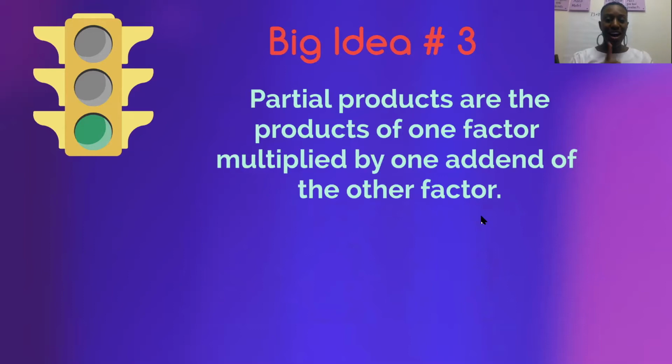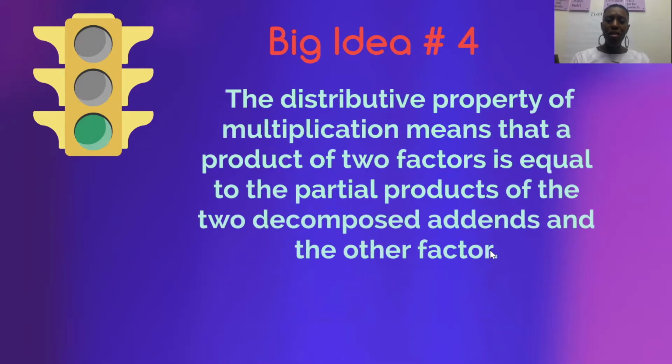Big idea number 3, I'll let you take that one away. Perfect. Now go ahead and read that one out loud to me. Great work. Big idea number 4, all about the distributive property. We know that the distributive property of multiplication means that a product of 2 factors is equal to the partial products of the 2 decomposed addends and the other factor. We're going to keep using the distributive property as we continue to multiply today.